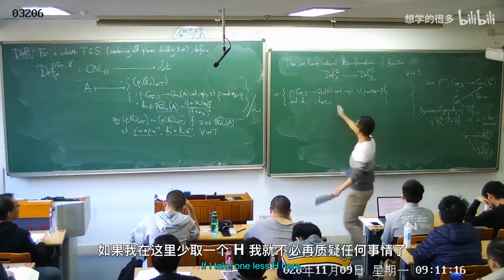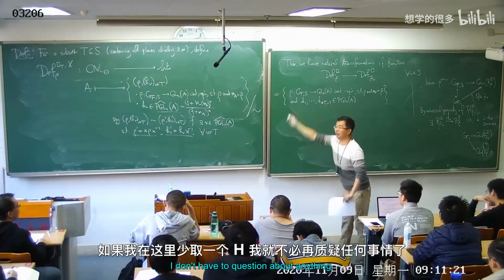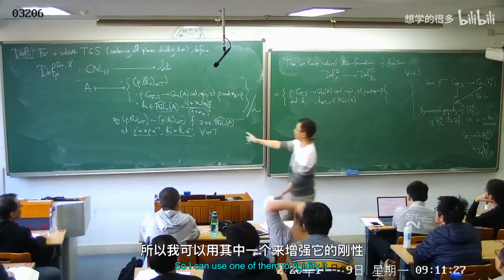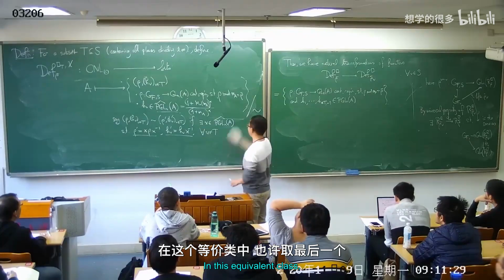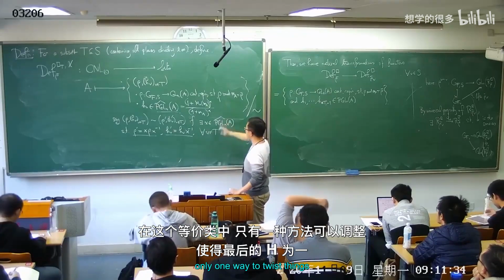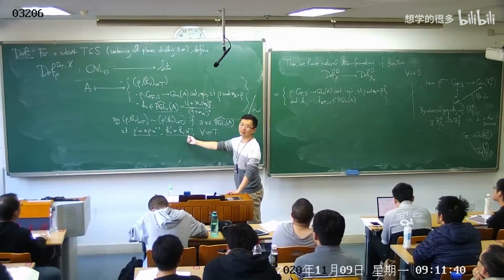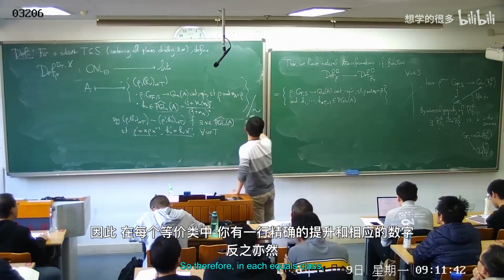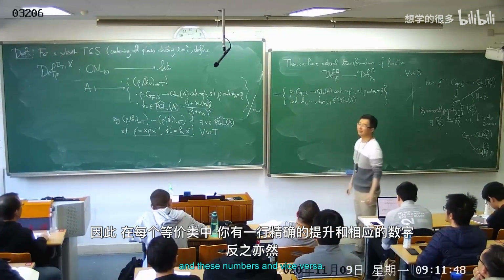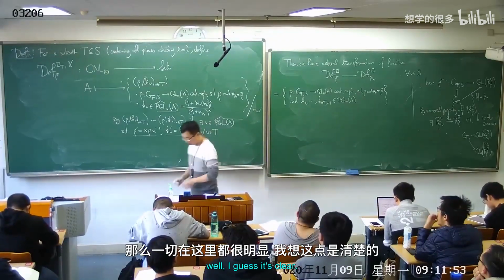If I take one less h here, I don't have to quotient by anything, in some sense. So I can use one of them to rigidify it. In this equivalence class, maybe take the last one. There's only one way to twist things so that the last h is literally 1. So therefore, in each equivalence class, you have a precise lift rho and these numbers, and vice versa.